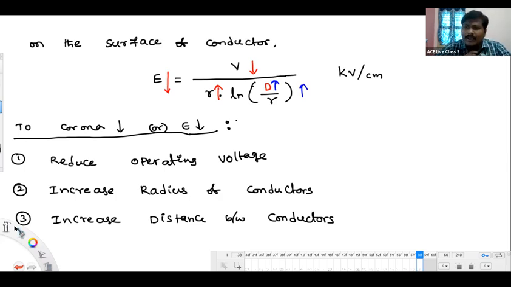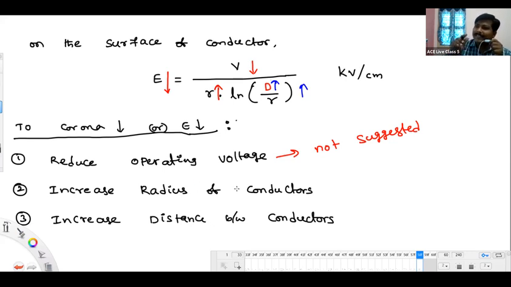To reduce corona, reducing operating voltage is not suggestible in view of maximum power transfer capacity. Okay, next thing. Two options you have for that.